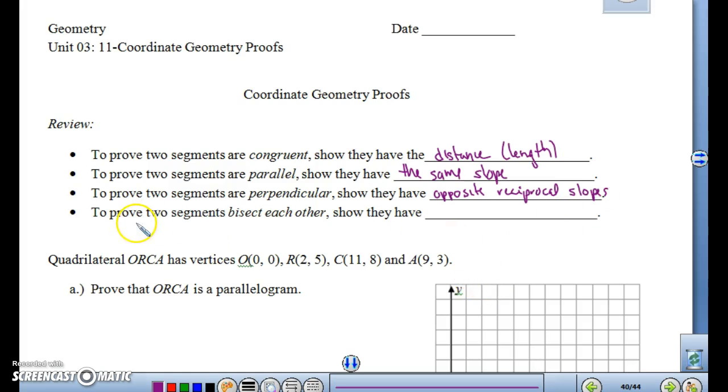And the last one, to prove that two segments bisect each other, you have to show they have the same midpoint. And the midpoint formula is finding the average of the coordinates. So you have to know the distance formula, the slope formula, and the midpoint formula in order to do a coordinate proof. So let's see how these apply to a problem.